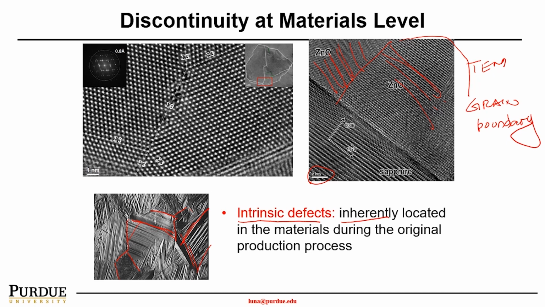So as you can imagine, this will be one of the weaker spots mechanically. One of the NDT's purposes is to identify discontinuity at the materials level, such as the picture has been showing here by using transmission electron microscope or scanning electron microscope.